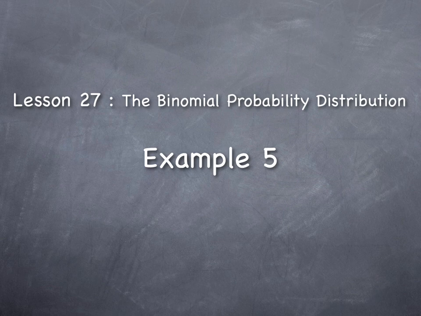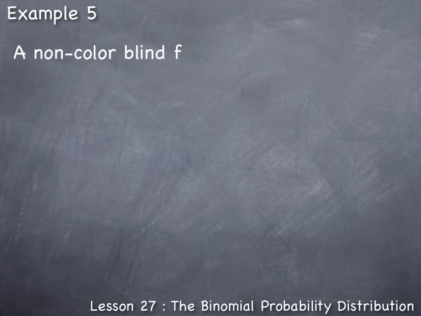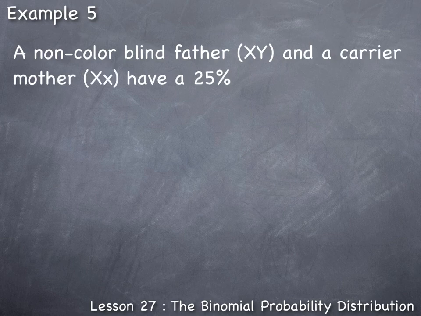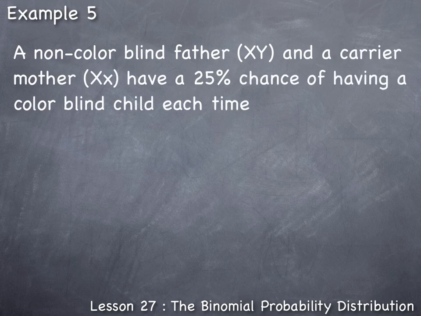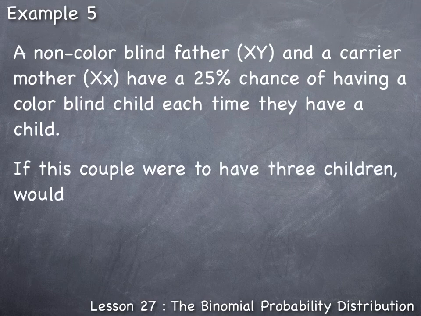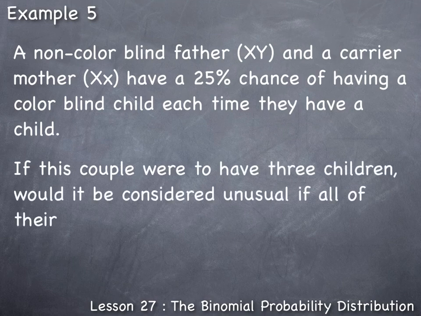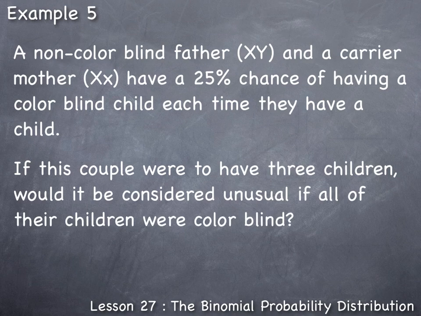Lesson 27, the binomial probability distribution. Example 5. A non-colorblind father and a carrier mother have a 25% chance of having a colorblind child each time they have a child. If this couple were to have 3 children, would it be considered unusual if all of their children were colorblind?